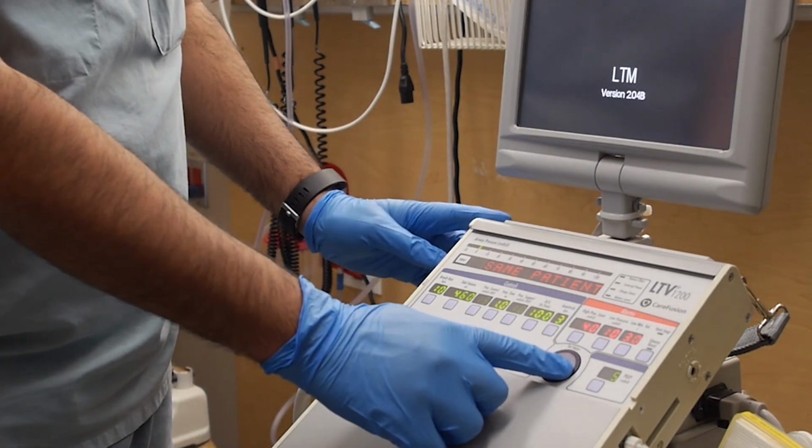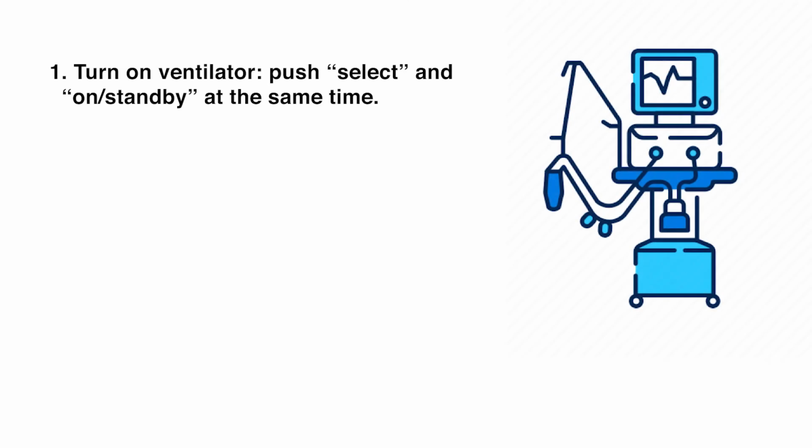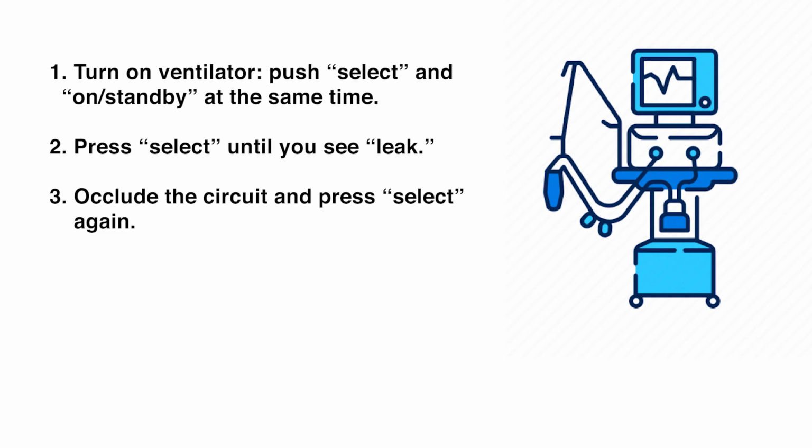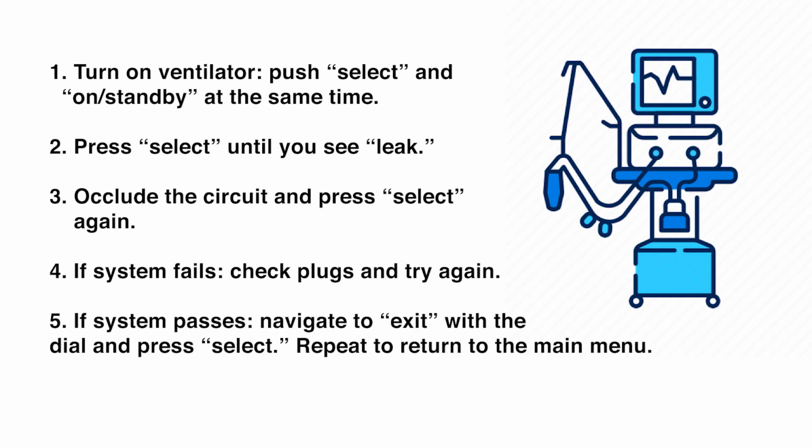This was the most complicated process in our video, so let's review the basic steps one more time. Turn the ventilator on by holding Select and then On Standby at the same time. Keep pressing Select until you see Leak on the screen. Occlude the circuit and press Select again. If the system fails, plug everything in and try again. If the system passes, navigate to Exit with the dial and press Select, and then do it again to return to the main menu.